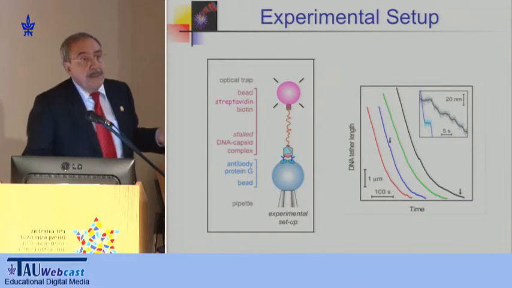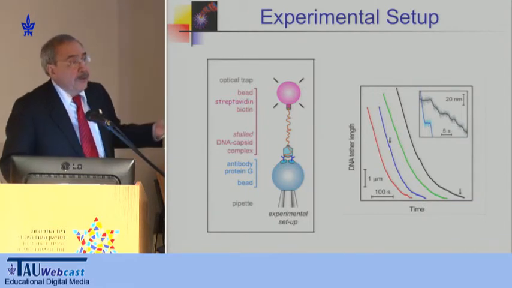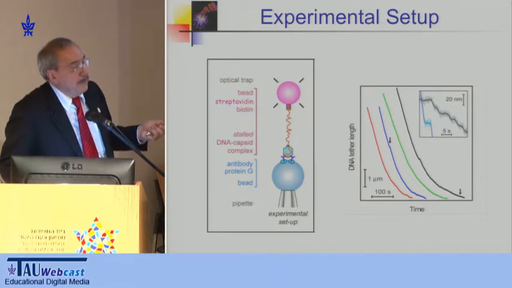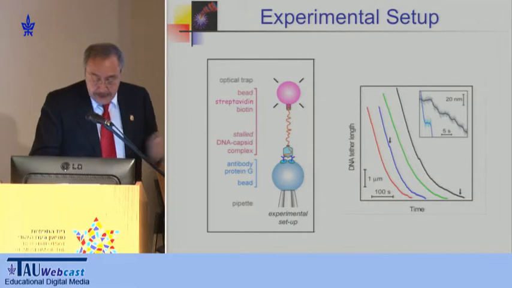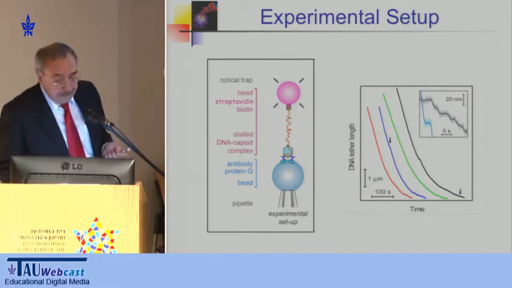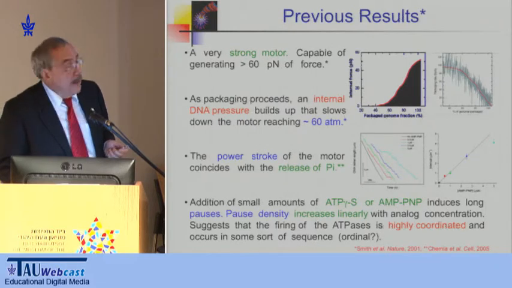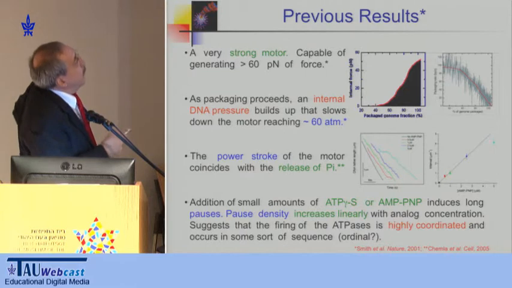Typically, we get packaging rates of the order of 100 base pairs per second, which is good because it is the rate that is believed to happen inside the host bacterium during infection. Okay, so let me just quickly summarize what we have learned through the years with this motor.